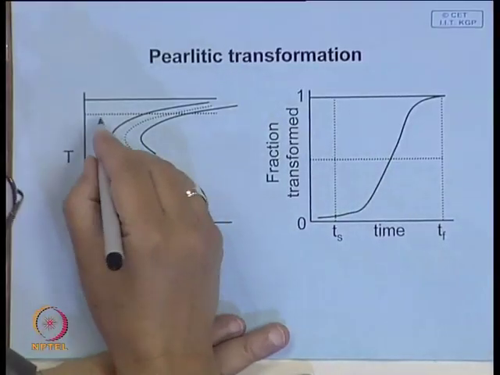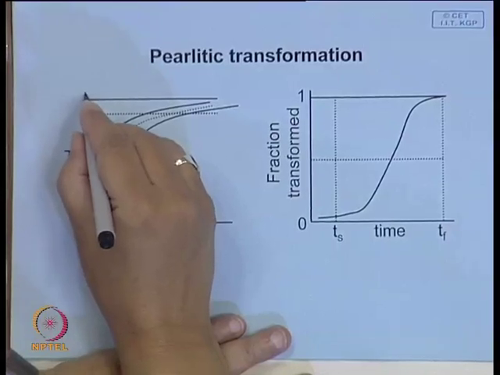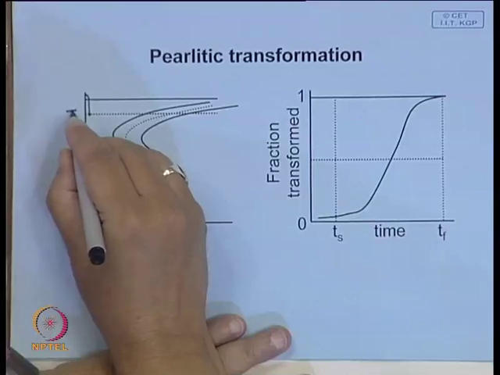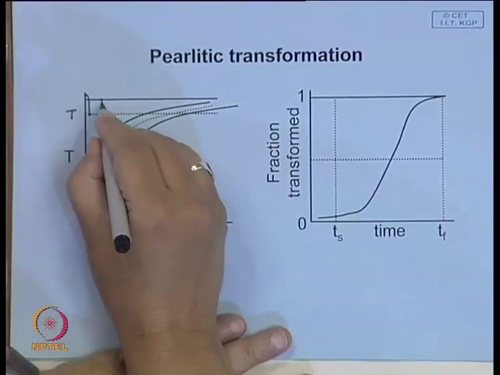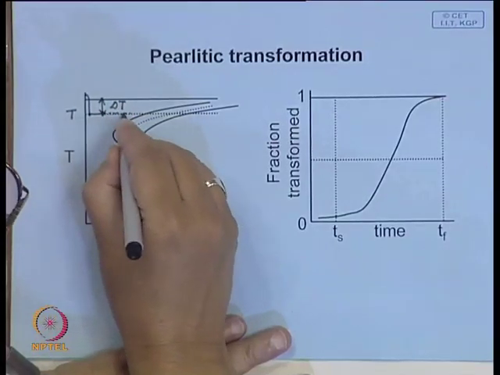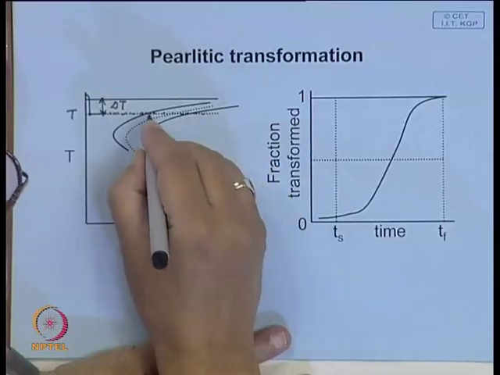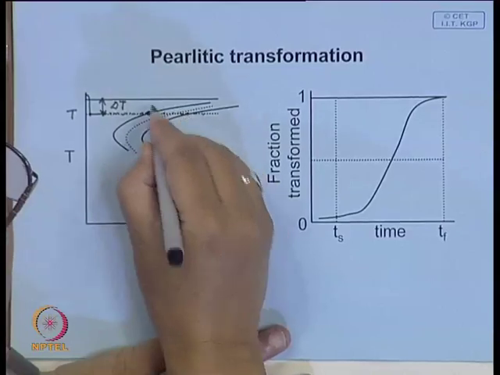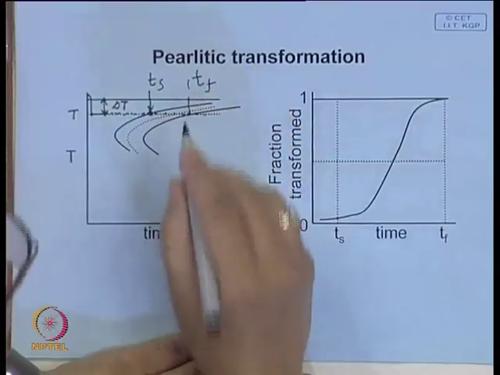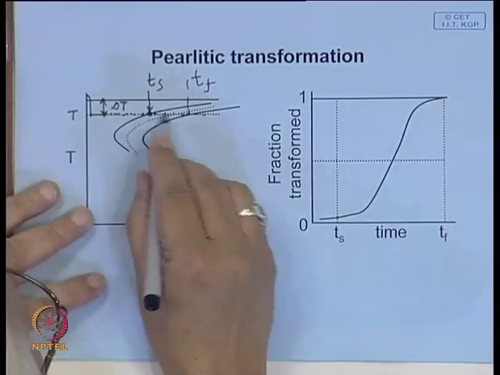Now, let us look in a little more detail at the kinetics of pearlitic transformation. We have seen that it is possible to follow the kinetics by quenching a sample from here and cooling it to a particular temperature, which means there is some amount of undercooling, that is delta T. You maintain this bath and follow this transformation, and we have seen that the transformation starts after a particular point, starts at T s and is completed over here.